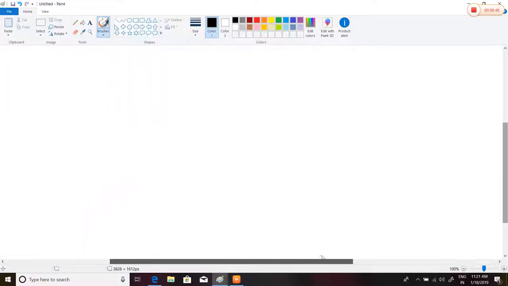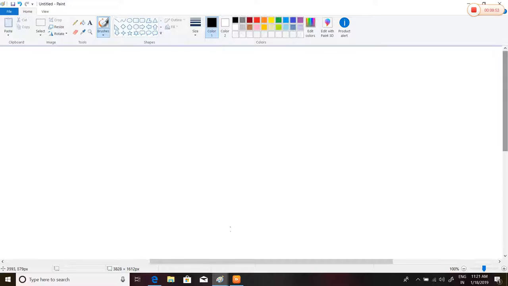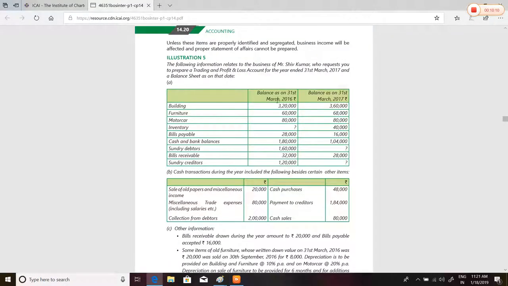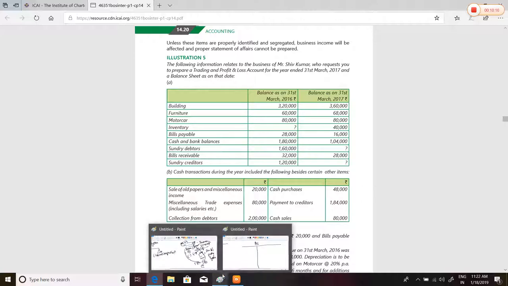Then next, here is the balance sheet of Mr. Shiv Kumar as on the date provided. Now, building. We are given the closing stock. Now let's start.